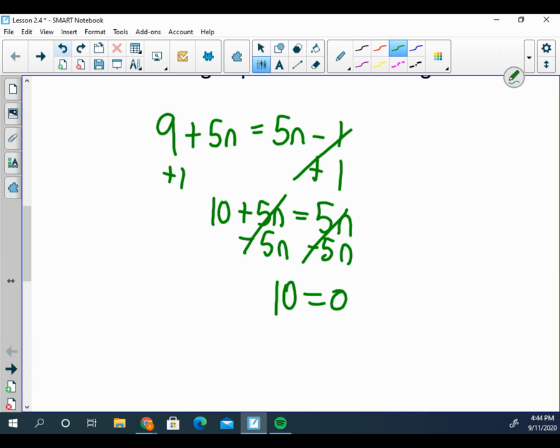See, here's the catch. When you run into situations where variables are on both sides, there's always the chance of running into this problem. And if you ever hit a problem, assuming your math is correct, you get 10 equals 0, or what was it, 9 equals negative 1, we know this is a false math statement. This is incorrect, false, not true. What does that mean? Your answer to these types of problems will be no solution.